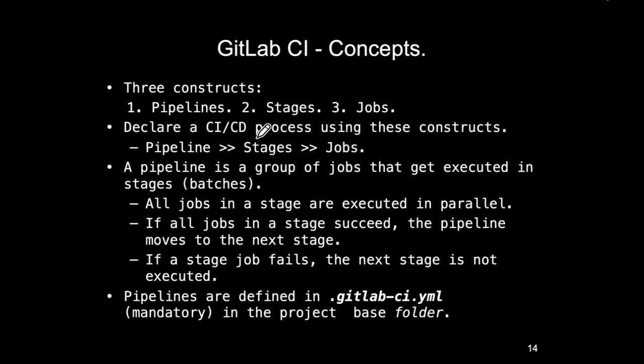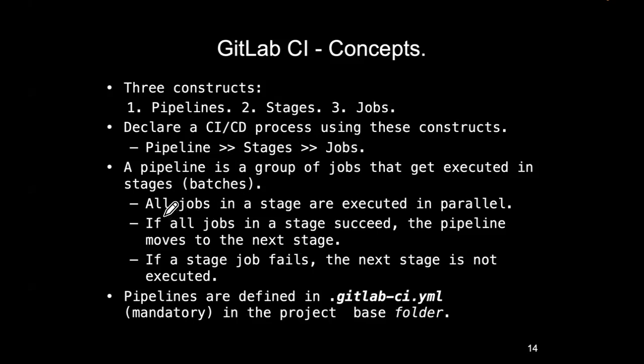So pipelines consist of many stages. Stages consist of many jobs. A pipeline could be considered a group of jobs that get executed in stages or batches. That's one way of looking at it. All jobs in a stage are executed in parallel. So you've got to make sure that that makes sense.